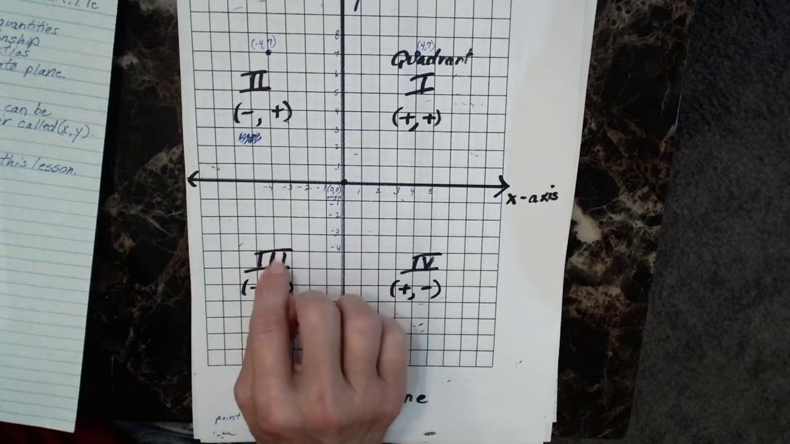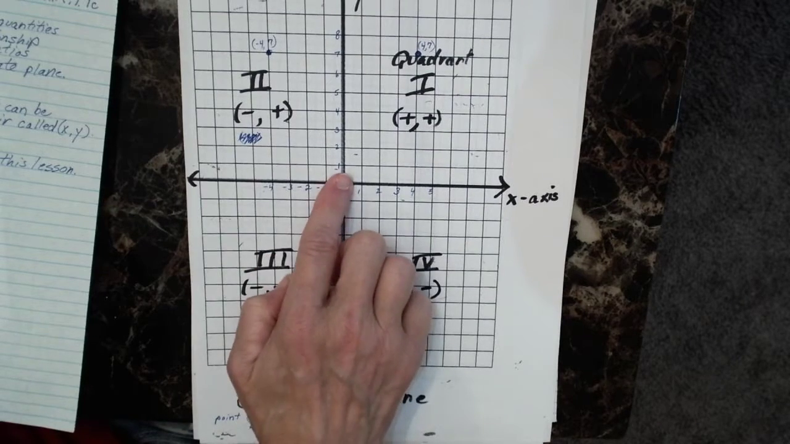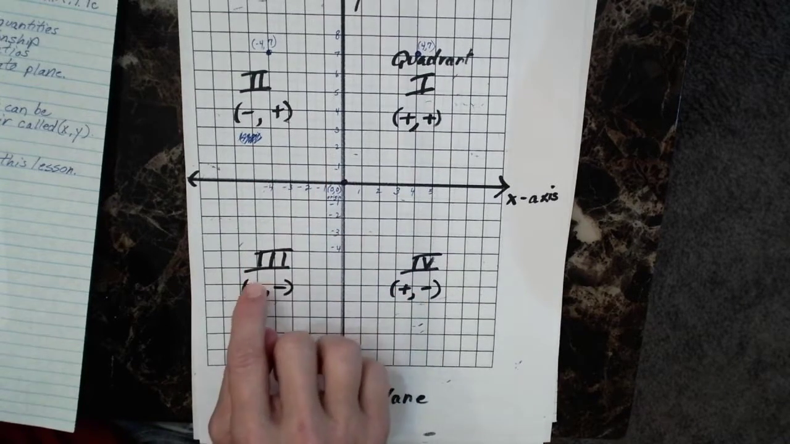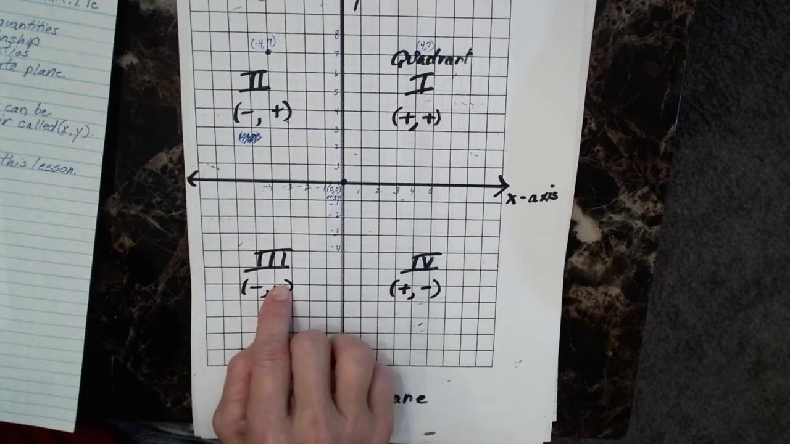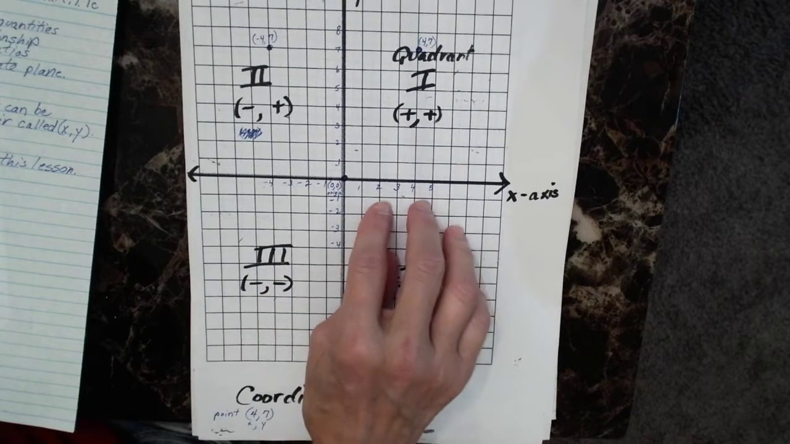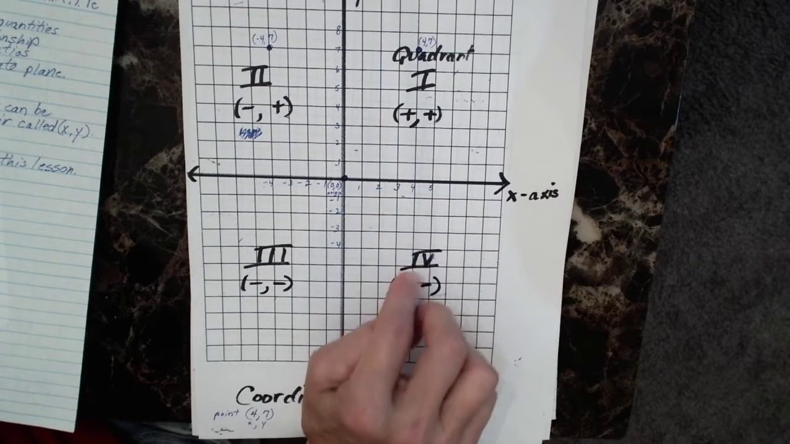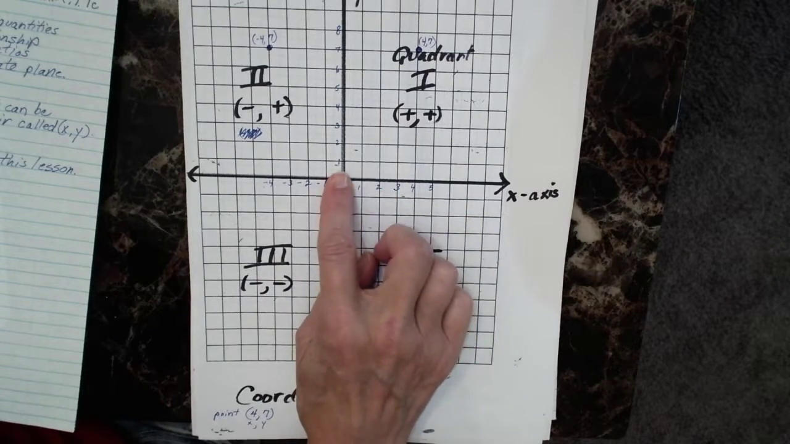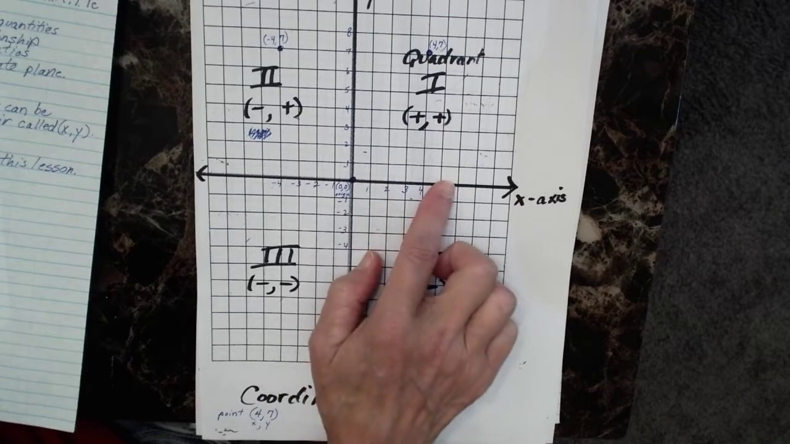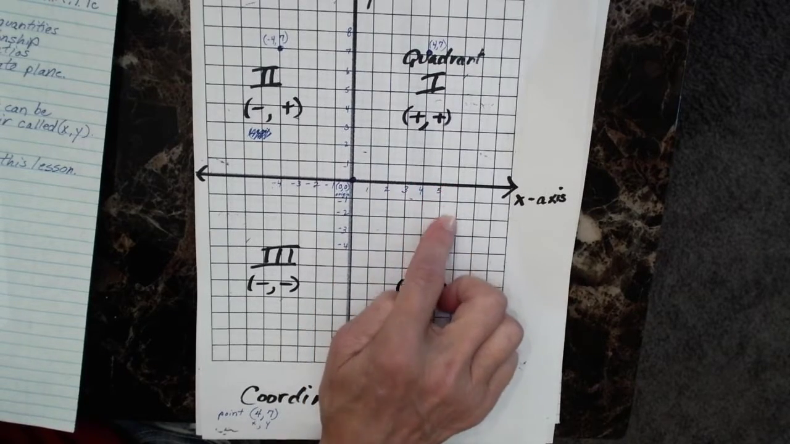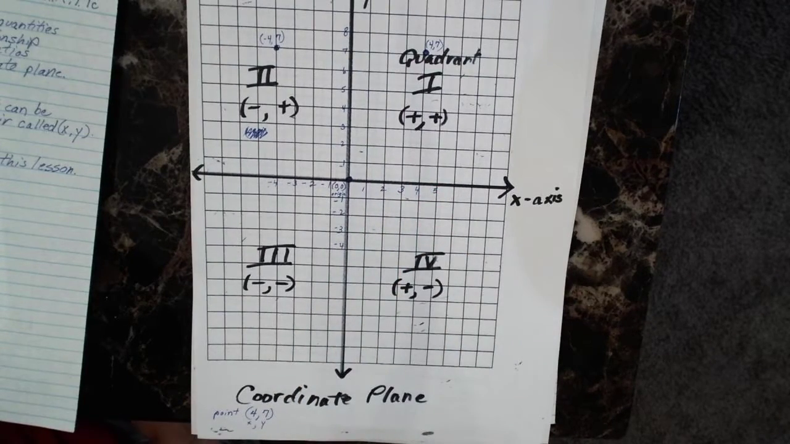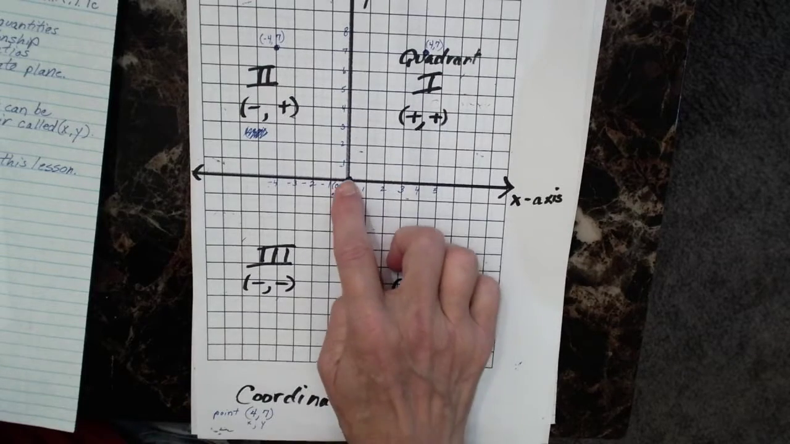Here, if you wanted a point in quadrant 3, you'd have to have a negative x value and a negative y value. So I put negative, negative. And if you wanted a point in quadrant 4, or you saw a point in quadrant 4, then the x value should be positive starting from 0, 0, and the y value would be negative because you're going down below 0.